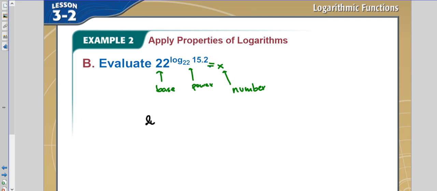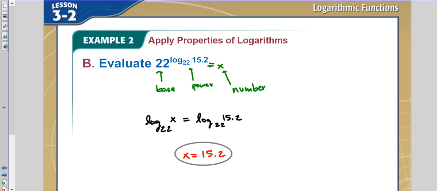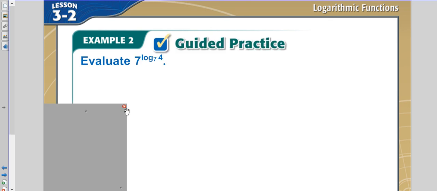So I would say log of my base, which is 22, to the number, which is x, will equal the power, which is log base 22 of 15.2. That means x has got to equal 15.2. So here's one for you to try.